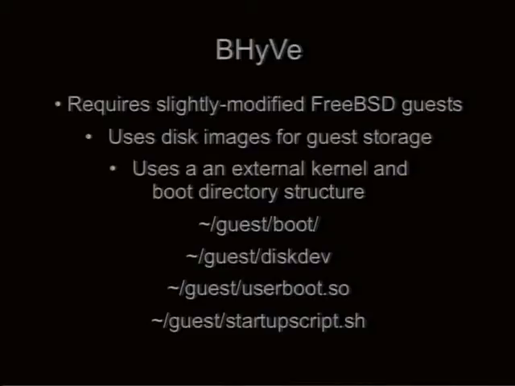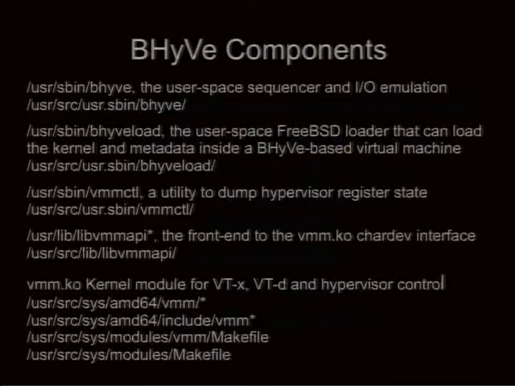In all practicality, if you want to try Beehive, it requires a slightly modified FreeBSD guest, primarily for getting it to boot as opposed to execute, which is quite good. Like many of the solutions we looked at, it uses disk images for guest storage. Like Xen, it uses an external kernel and a few support files to get going. And you'll have a boot directory just like a traditional host that's external to the disk device. To get it moving, you use a root ISO and start it with whatever script you want to use.